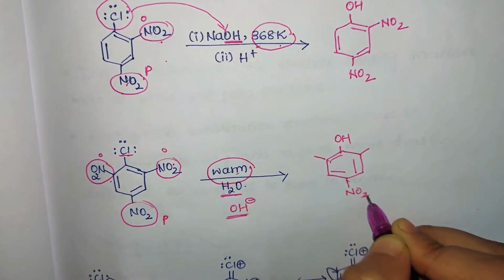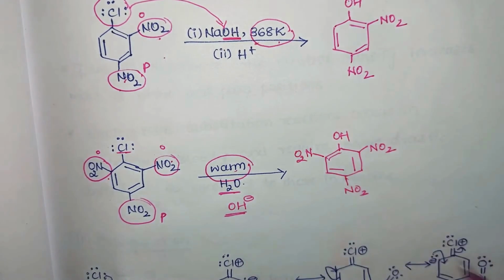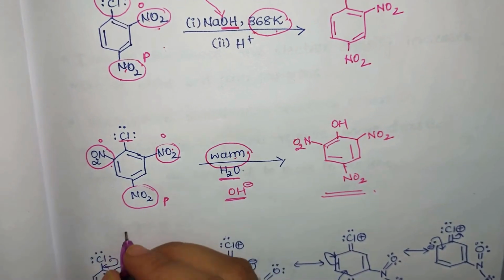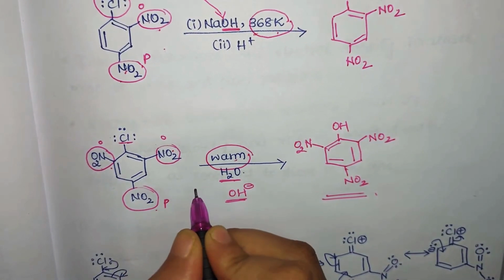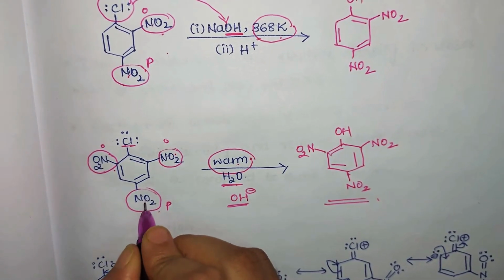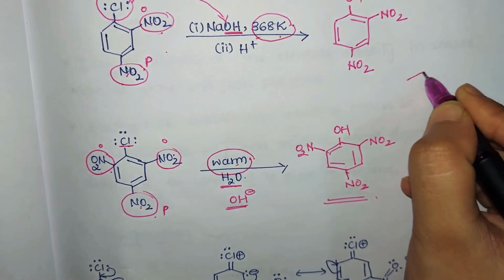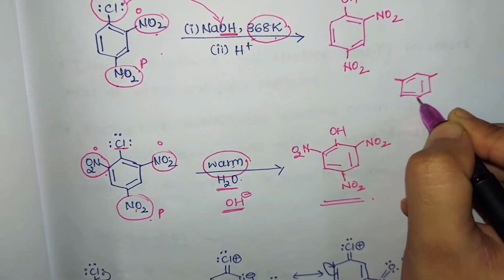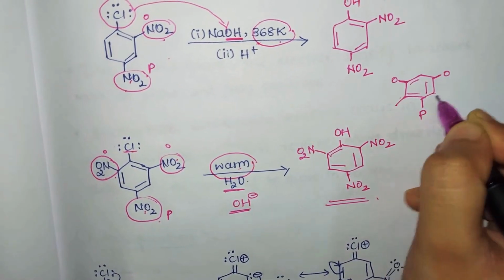So what is the conclusion we draw here? When the electron withdrawing group is present on the ortho and para positions, the reactivity of aryl halides increases. The greater the electron withdrawing groups, the less will be the electron density and the more will be the reactivity. Now let us consider if they are present on the meta position.